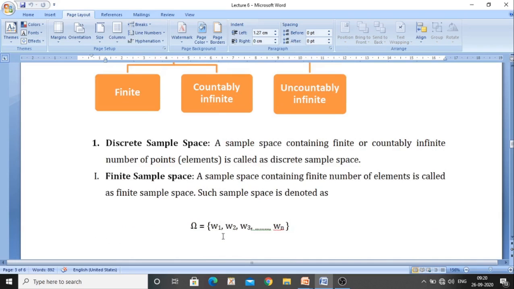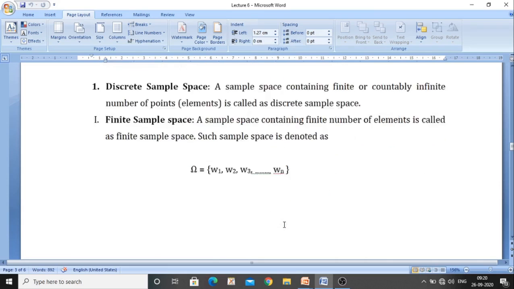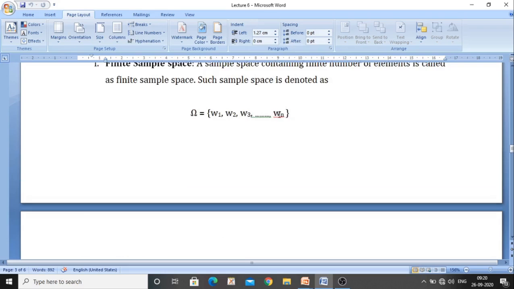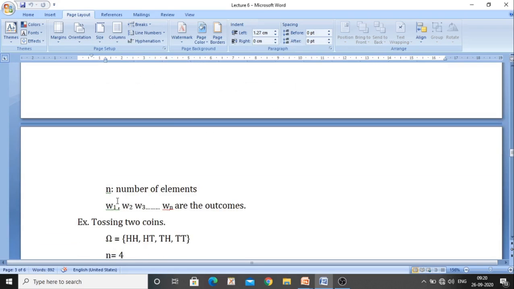Such a sample space is denoted by omega is equal to, this is not W1, it is omega 1, omega 2, omega 3, like that. The last one is omega n. That means some sample points are there and the last point we know. So these are the finite sample space. Here the total number of elements, last one is n, so n is nothing but the number of elements. So omega 1, omega 2, omega 3, up to omega n are called the outcomes.